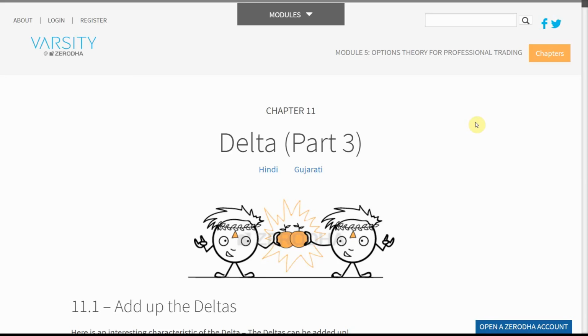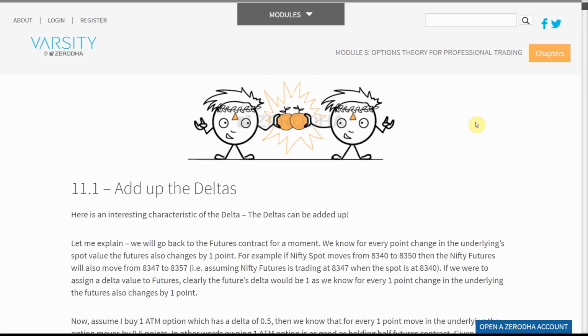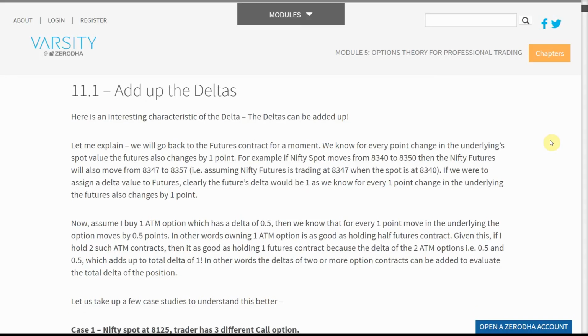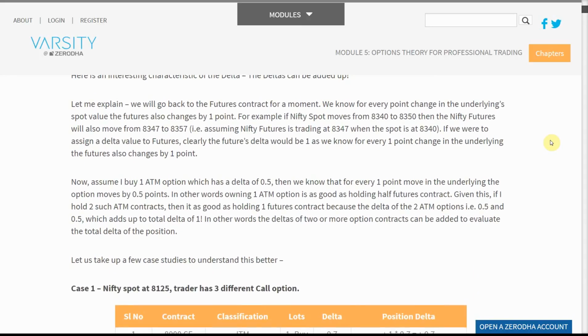Now, assume I buy one ATM option which has a delta of 0.5. Then we know that for every 1 point move in the underlying, the option moves by 0.5 points. In other words, owning one ATM option is as good as holding half a futures contract. Given this, if I hold 2 such ATM contracts, then it is as good as holding 1 futures contract, because the delta of the 2 ATM options, i.e. 0.5 and 0.5, adds up to a total delta of 1.